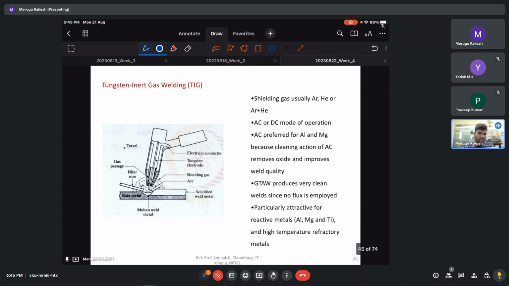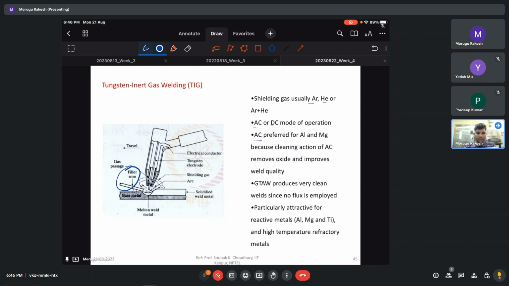Okay, this is how TIG welding is going to look. We are not having any internal filler. If you want, you can add filler metal from an external source. We generally use all the parameters the same as MIG welding except for the use of a non-consumable electrode. We use argon and helium, combined, for shielding. We can use AC or DC mode of operation.